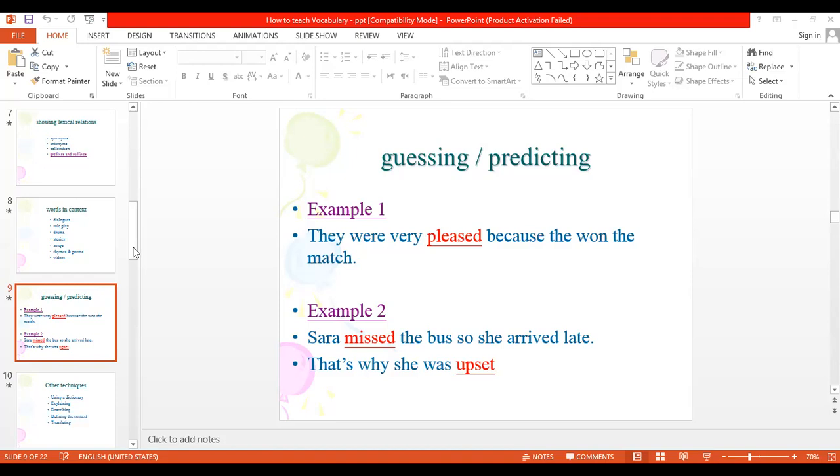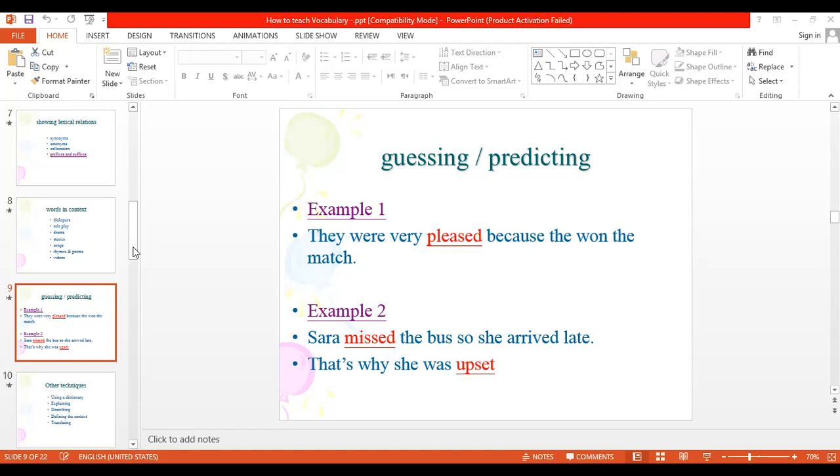Some of the students feel confused about it. They don't know. Maybe it's happy, maybe it's excited, maybe I can ask them the negative. When I say, okay, they were very sad because they won the match, they say no. So they said happy. And I said, yeah, exactly. So pleased means happy.